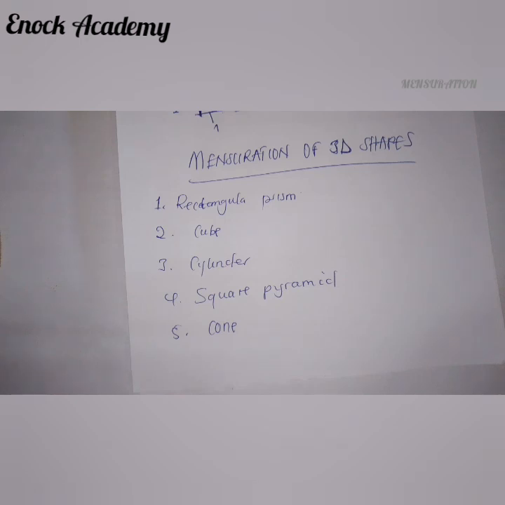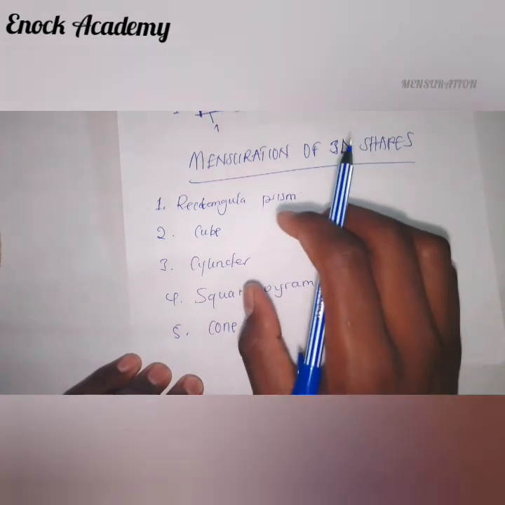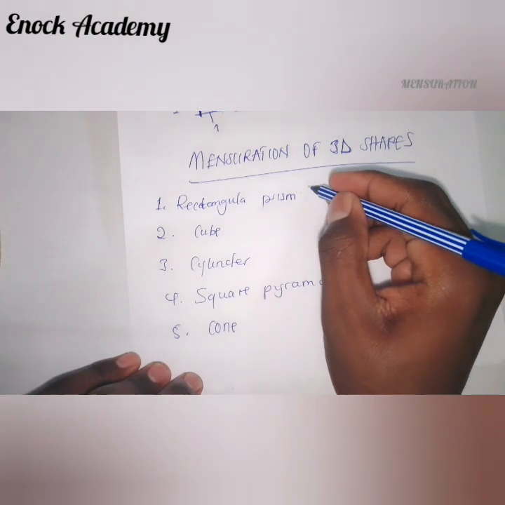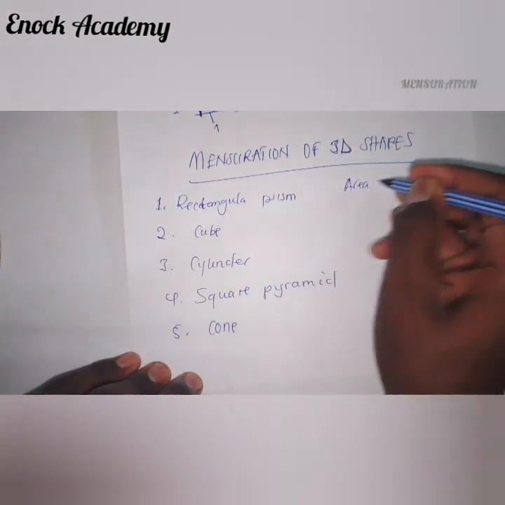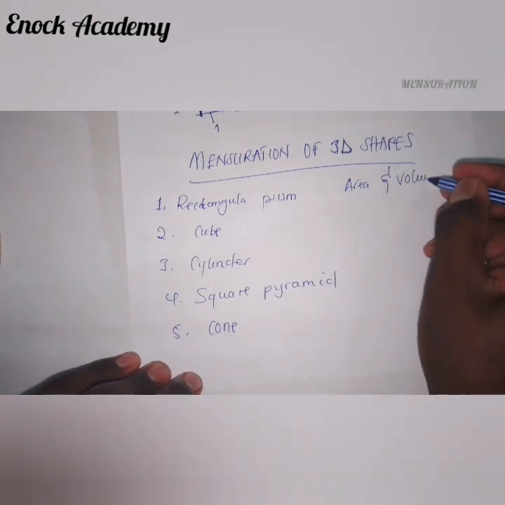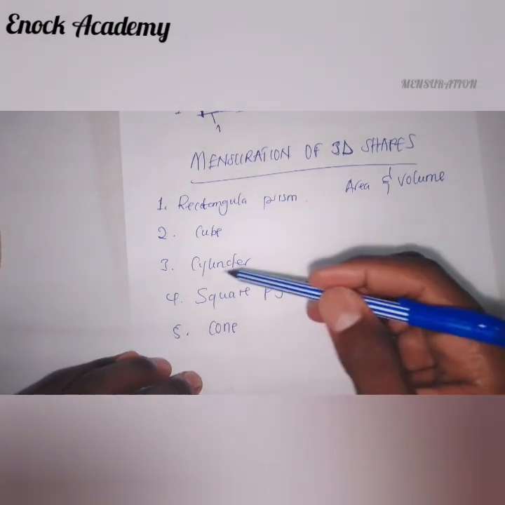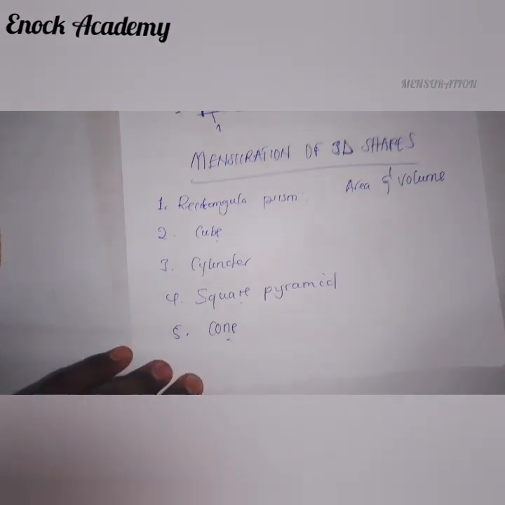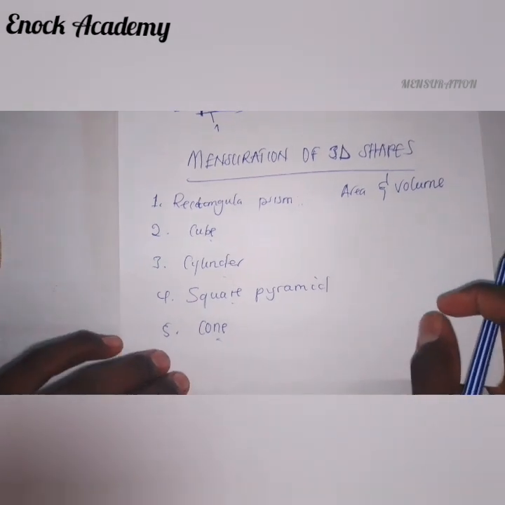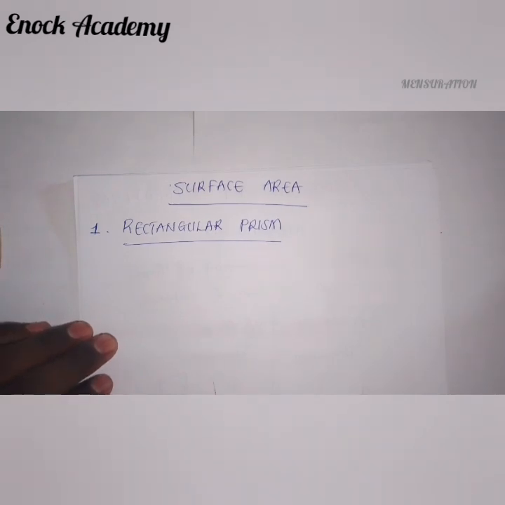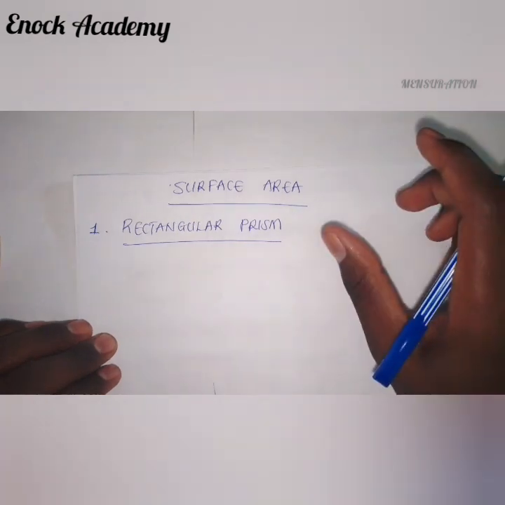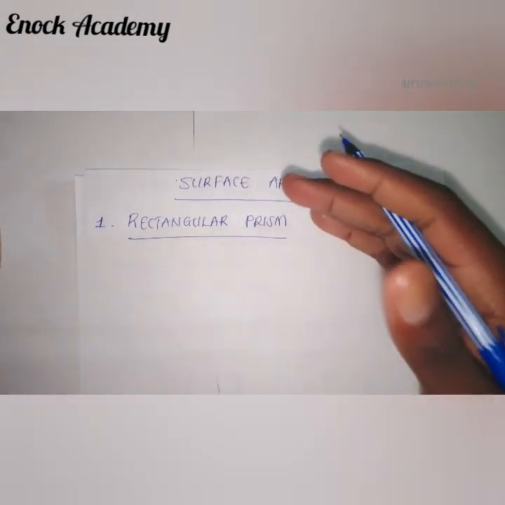At the end of the lesson, you will know how to calculate the area and the volume of each and every shape here. So the area and volume of this and this and this and this one. We'll be looking at them one by one. So we're going to start with this one. Remember we said we'll be measuring the area and the volume, but we finish with area, then we go to volume.